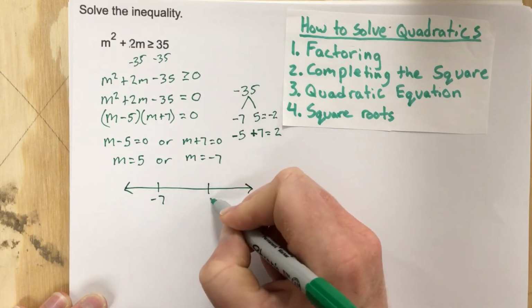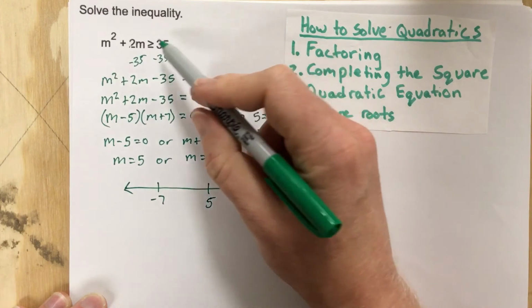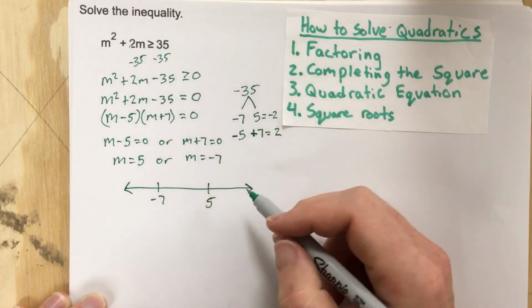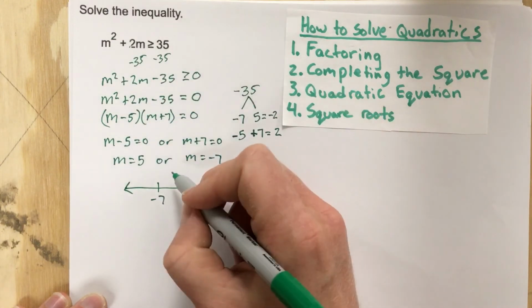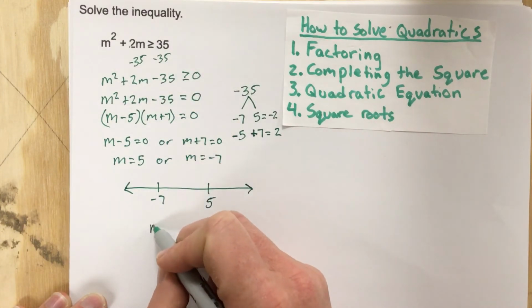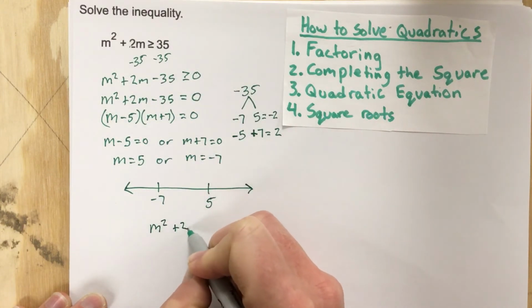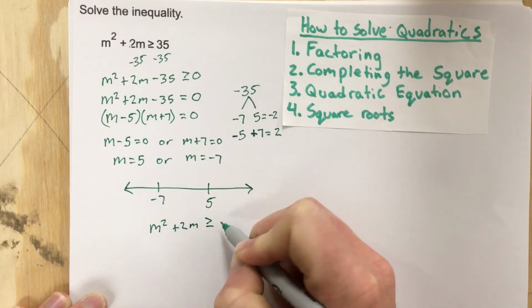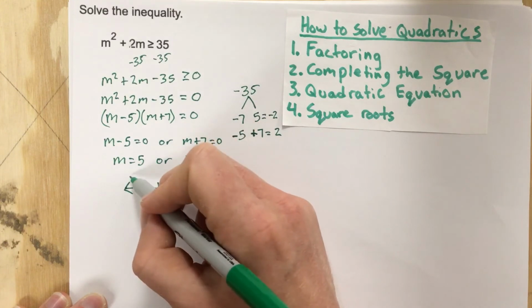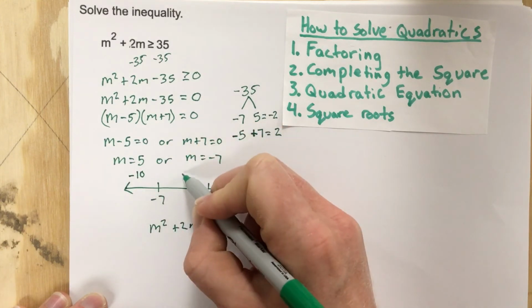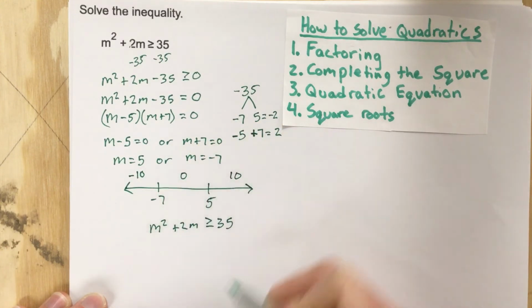All right, so we went to an equation for a second. Now we're going to come back to the inequality part. And let's go ahead and just use the original inequality. So I'm going to write that down right here, m squared plus 2m greater than or equal to 35. Let's plug in some numbers, negative 10, 0, and 10.